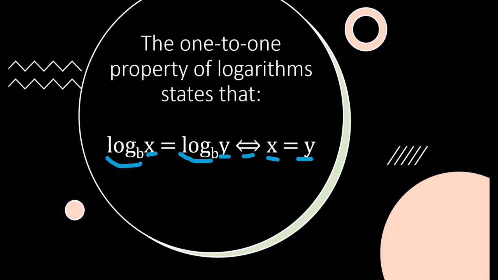All right, we're going to work out an example. Let me change my pen color. I've got a black background, so let me change it to white. All right, so let's try this example. Log base b of 2x is equal to log base b of x plus 7.